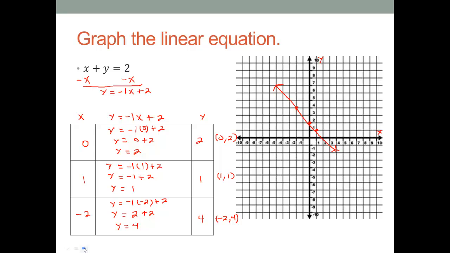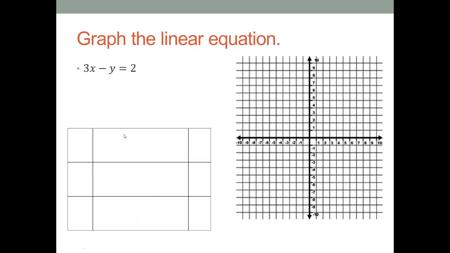Okay, let's try a few more. Alright, 3x minus y equals 2. Again, my goal is to solve this equation for y. So I have a positive 3x. I want to move that to the right hand side first. And remember, that's understood to be negative 1y equals negative 3x, plus 2.